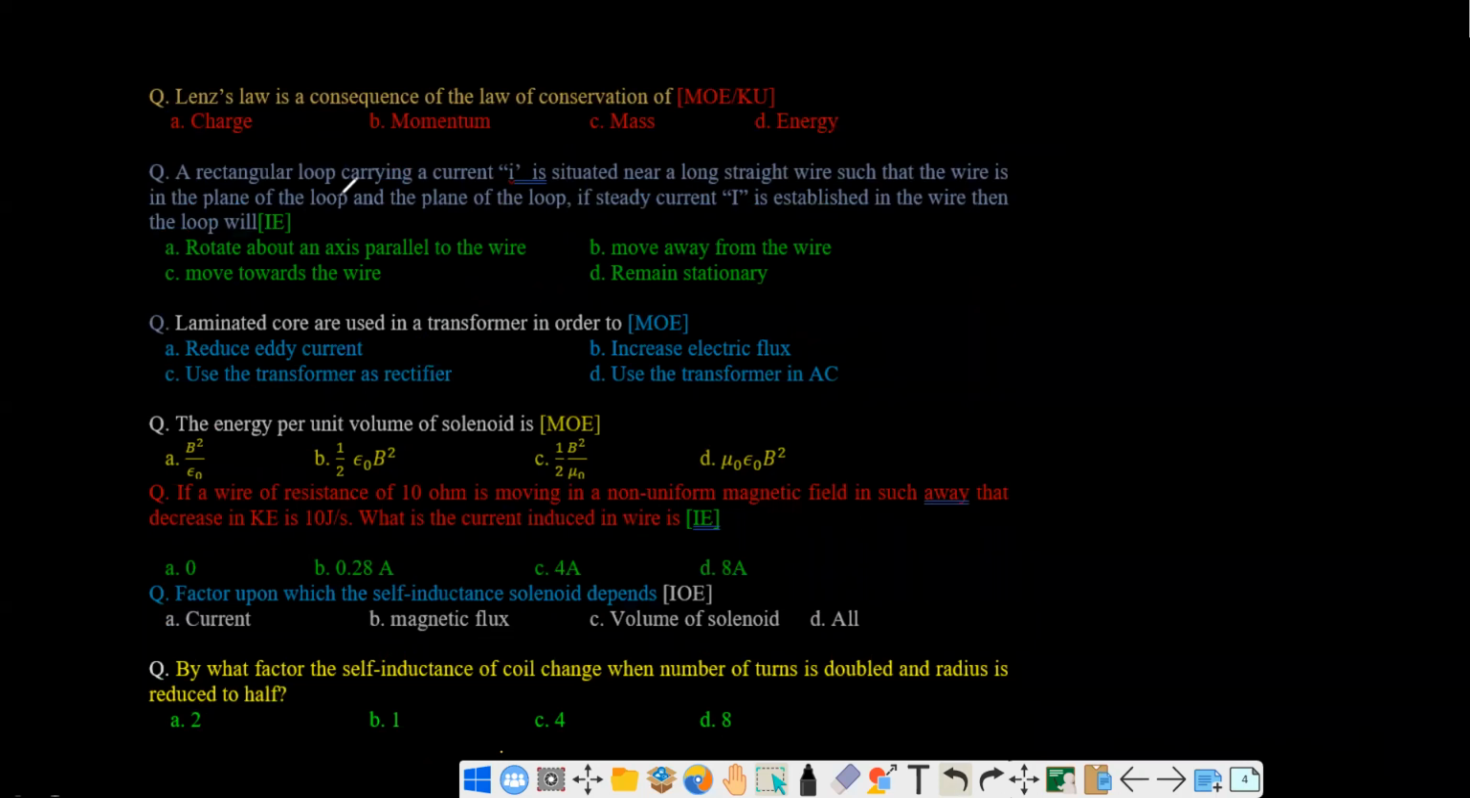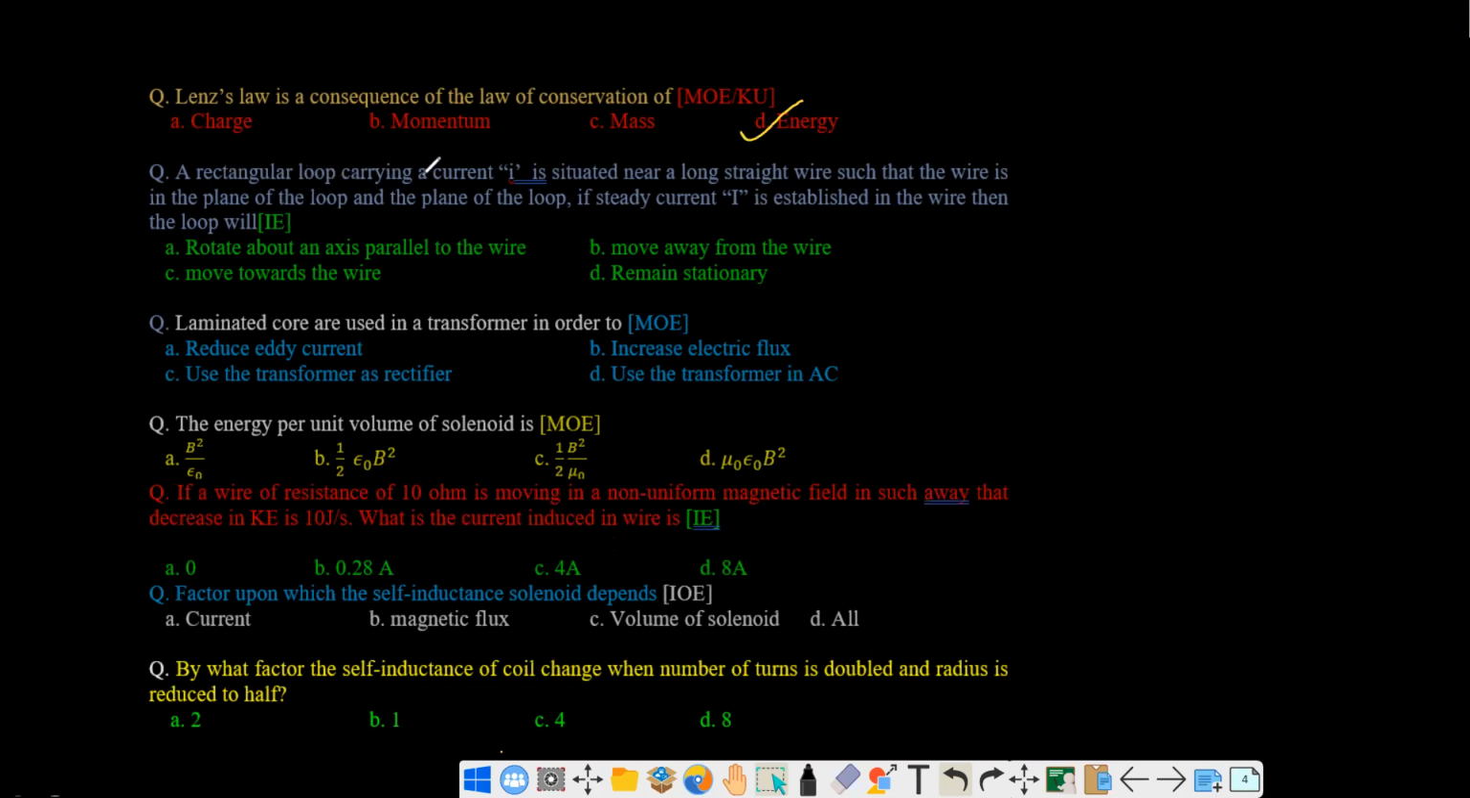See, Lenz's law is the consequence of... it's a very direct question. It's asked in MOE as well as in Kathmandu University. It is a conservation of energy. So one kind of energy will convert into another, that is mechanical energy into electrical energy. That's why it is a direct answer.